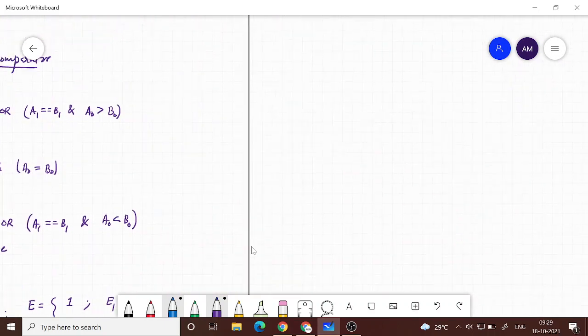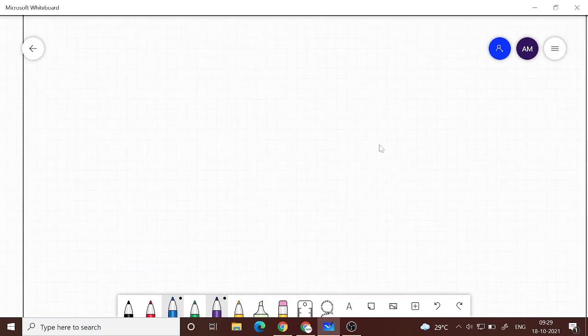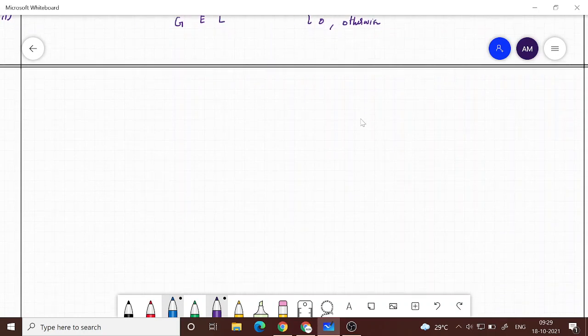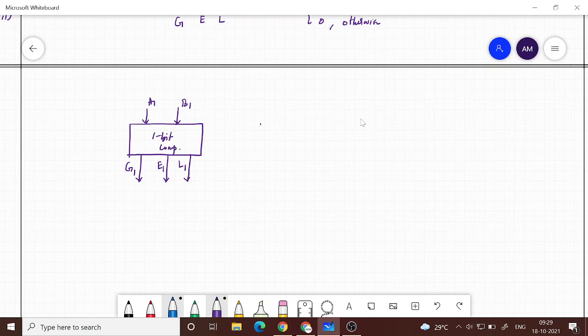So we are given a 1-bit comparator, and we are going to use this 1-bit comparator like a box. So here we are giving A1, B1. So it's a 1-bit comparator with outputs G1, E1, L1. And then another 1-bit comparator where you give A0 and B0. So this will give us G0, E0, L0.